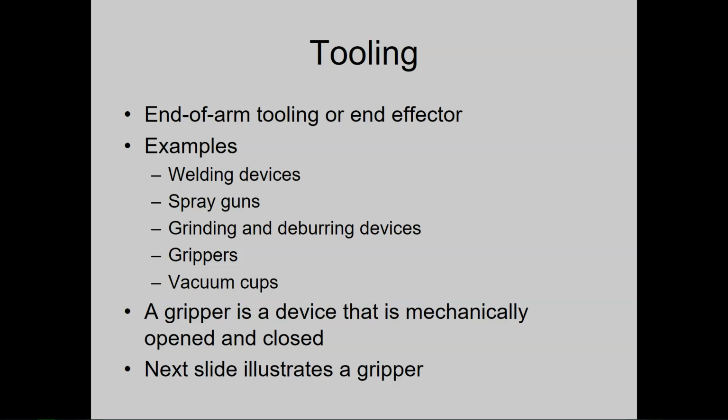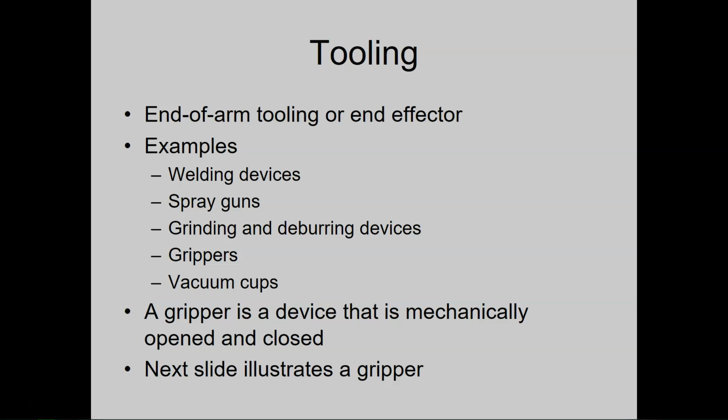But things we can use for tooling: welding devices, spray guns, allows you to be able to spray adhesive or paint or what you need, or lubricant of some kind. You have grinding and deburring devices. You have grippers. You have vacuum cups. Basically, anything you need it to do, you can find a way to make it do.